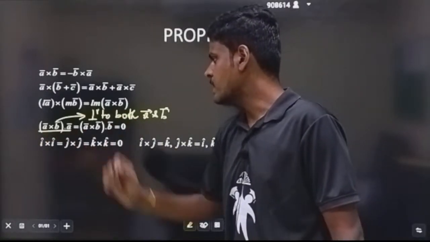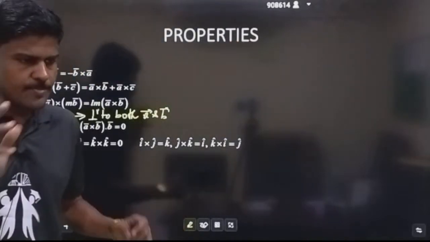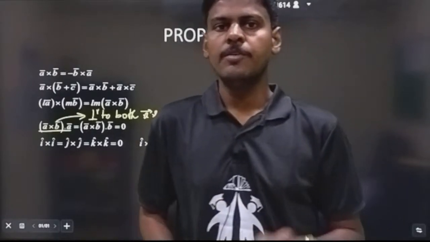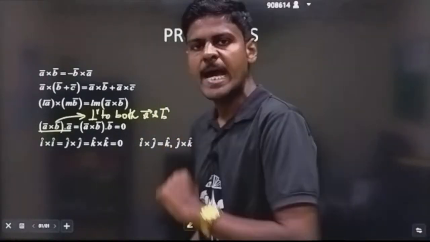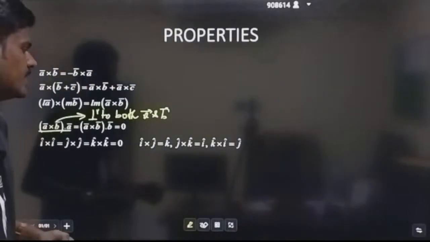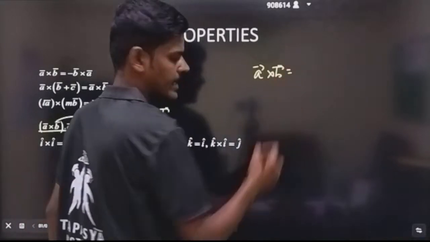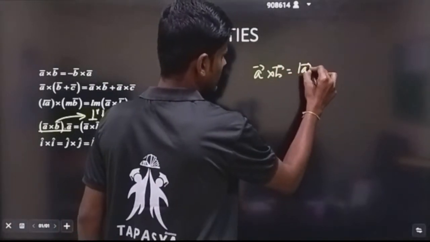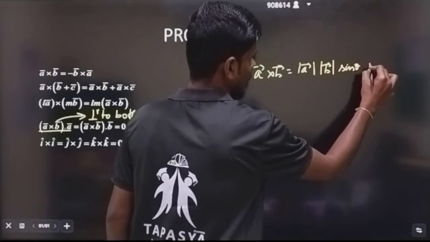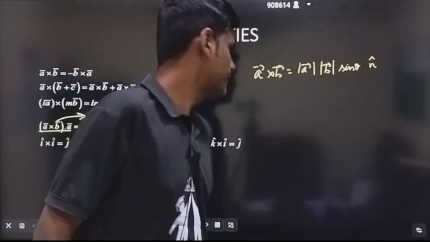Now similarly, I cross I, J cross J, K cross K equal to 0. Remember, when we take dot product, when vectors are perpendicular, its answer is 0. When we take cross product, when vectors are parallel, it becomes 0. Why do we say that? Because what is the definition of cross product? A cross B is defined as modulus A vector, modulus B vector, sin theta into unit vector in the direction which is perpendicular to both A and B.